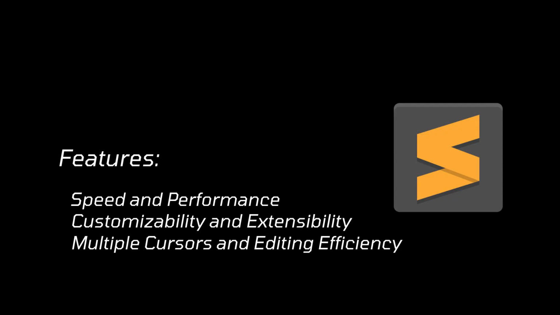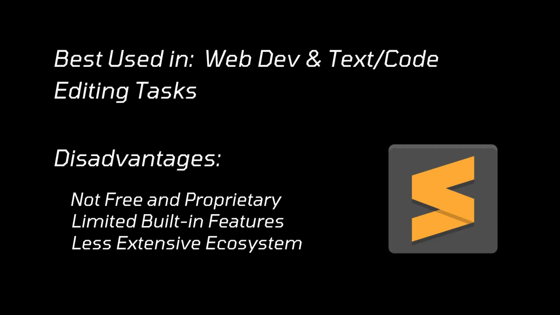Here are the key features of Sublime. Number 1 is speed and performance. It is renowned for its speed and responsiveness. It loads quickly and performs efficiently, even with large files. Number 2 is customizability and extensibility. It offers extensive customization options through settings and packages. Lastly, multiple cursors and editing efficiency. It introduces the concept of multiple cursors, enabling simultaneous editing in multiple locations within a file. Sublime Text is best used in web development and text or code editing tasks.